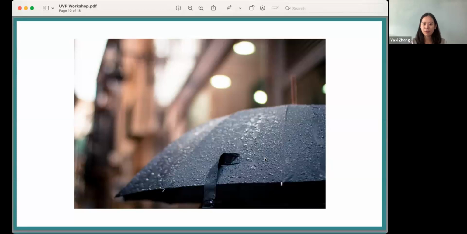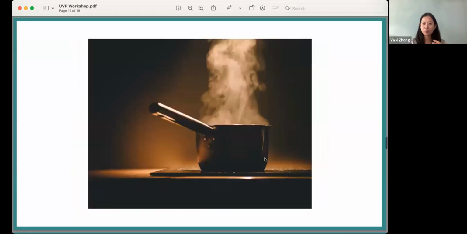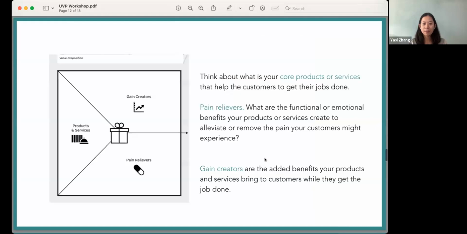So let's go to the next section. This section is about the customers, from the customer's point of view. I have another exercise, but I think everybody really understands this concept, so I will just move on to the next one, then we can do another exercise together. The next section would be from the company's point of view.